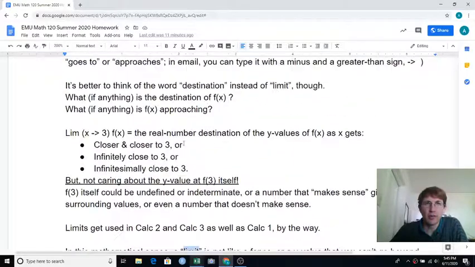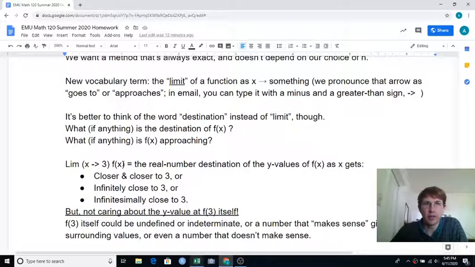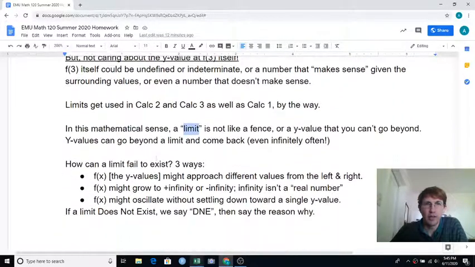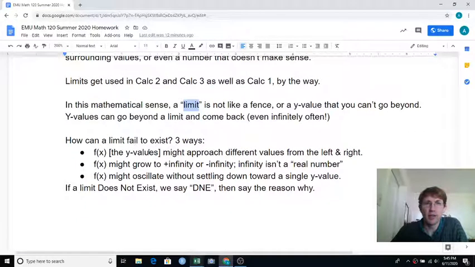So the concept of limit is really useful, but it turns out limits don't always exist. They can fail to exist in three ways. We want limits to be the same from the left and the right. We want the destination to be the same regardless of whether you're coming at it this way or that way. So if that doesn't happen, then the limit does not exist.